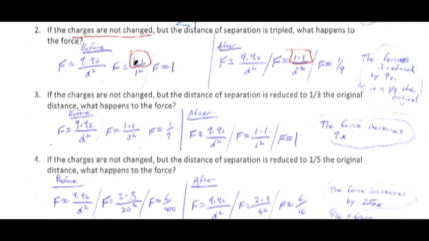Also, I don't have to pick the same numbers for both these charges. I could pick 2 and 10. I would just have to make sure that I leave these as 2 and 10 then. Alright, distance of separation is tripled. So my distance, I'm going to end up tripling. So going from 1 to 3. I'm not doing anything with the exponent because the exponent's part of the formula.